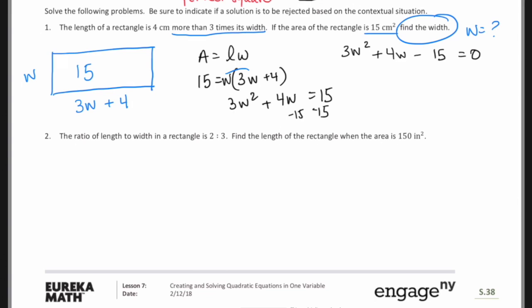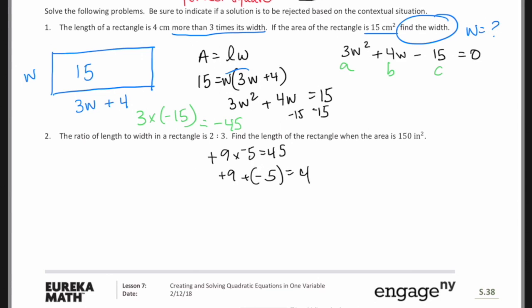I have a leading coefficient that's not a 1, so I would definitely choose the splitting the middle term method. I'm going to multiply 3 and my negative 15. And then from that product, which is a negative 45, I'm going to find factors of negative 45 that are going to add up to a positive 4. So I found 9 and 5. And I know that if my 9 is positive and my 5 is negative, I'll actually end up with a positive 4.